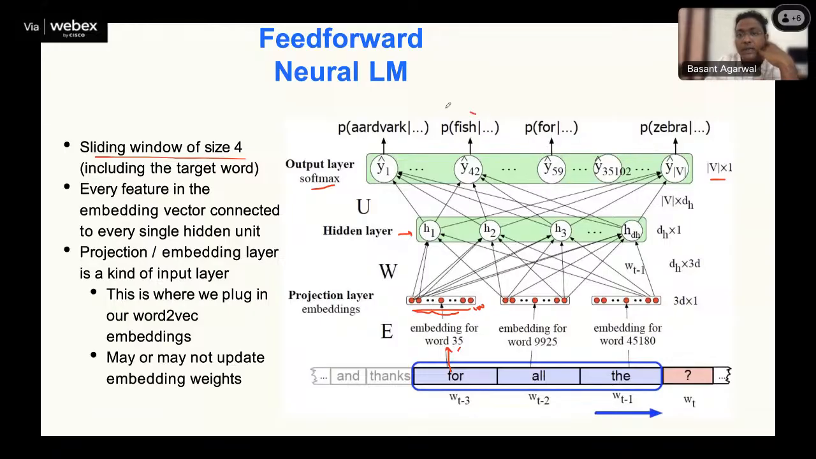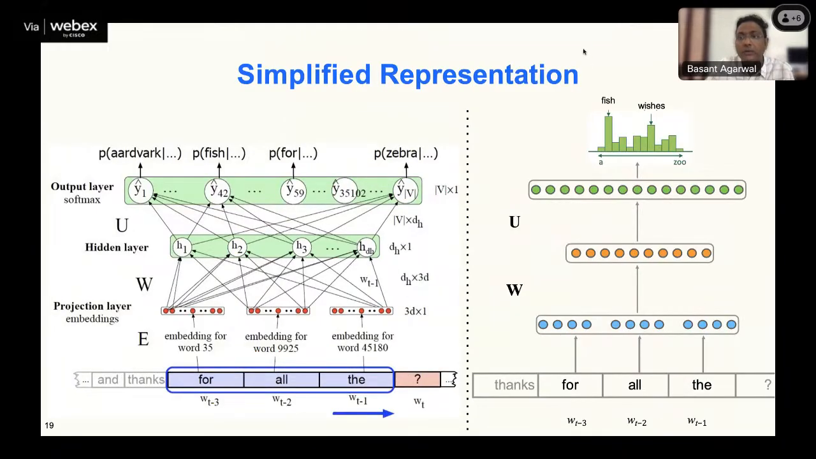So for example, if fish is predicted, it will have the highest value, and since it is a one-hot vector, we know that the word which has been predicted is fish. The next word is fish. Okay, this is another, simplified representation of this.